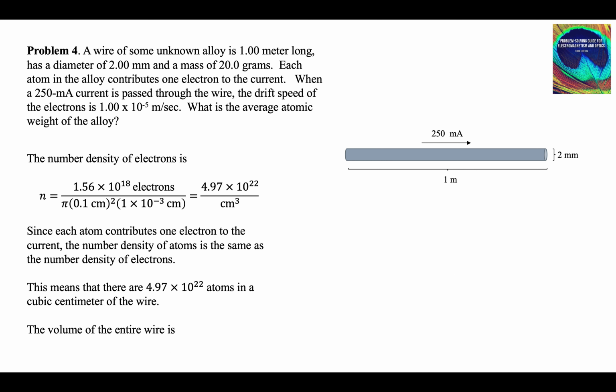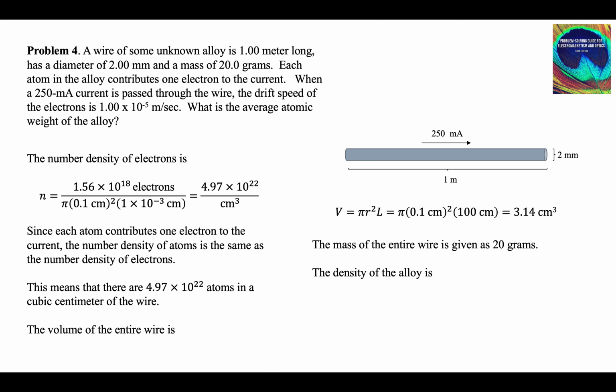The volume of the wire, it's a thin cylinder, pi r squared L. So I can calculate that volume: 3.14 cubic centimeters. The mass of the entire wire is 20 grams. Now we have the mass and we have the volume, so the density of the alloy is 6.27 grams per cc. That is the density of the metal in which that wire is made.